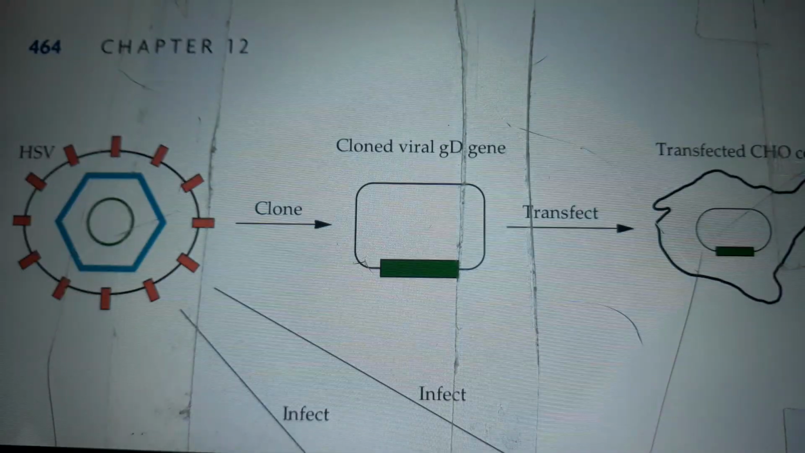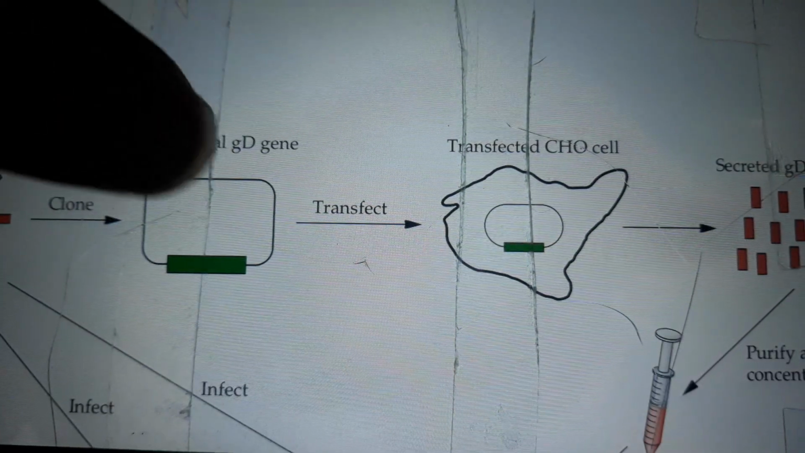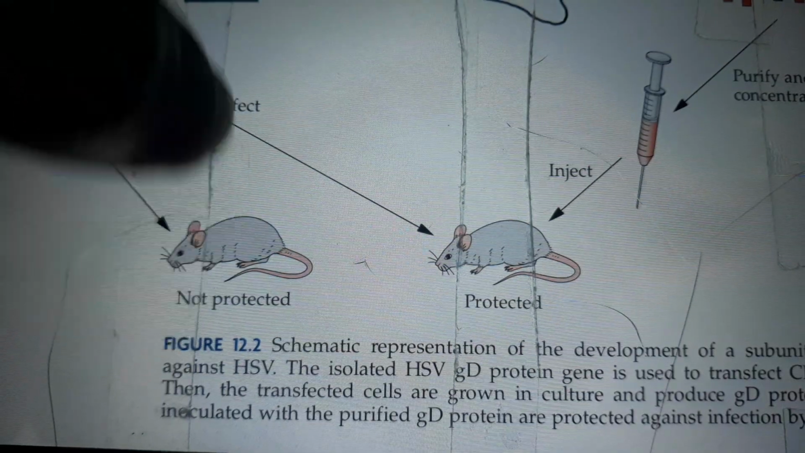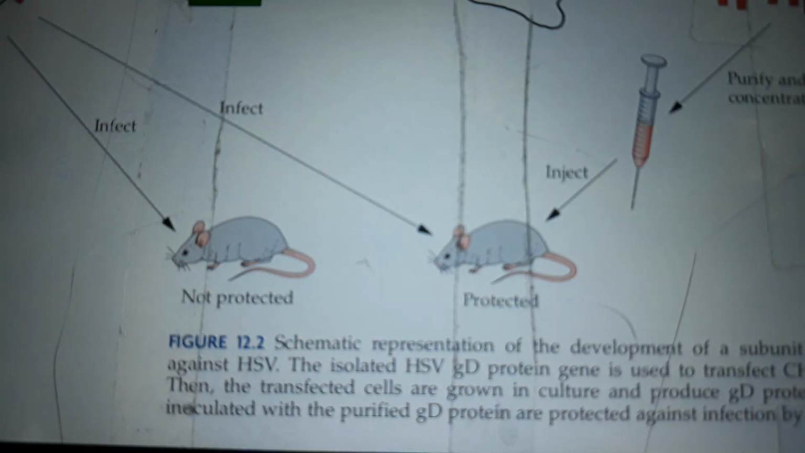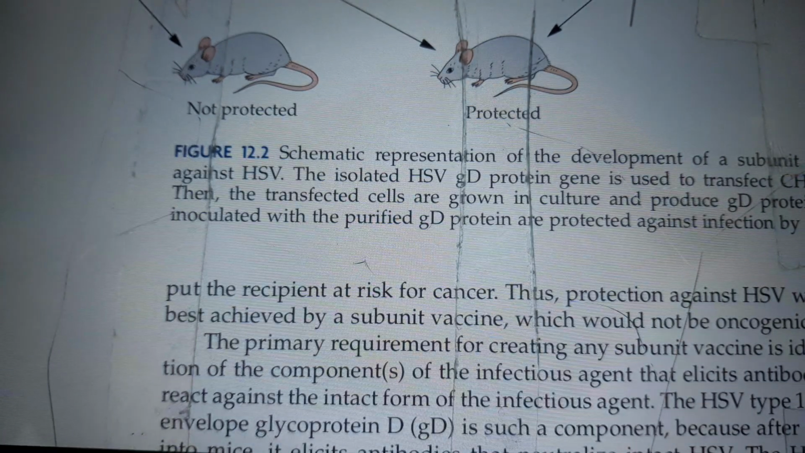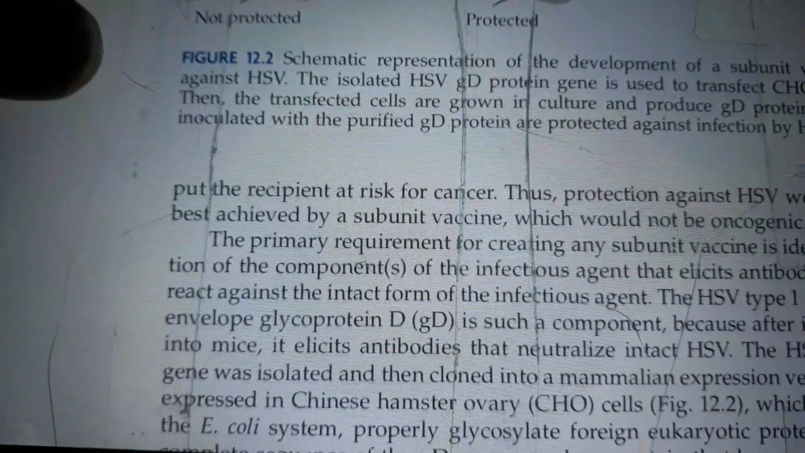Right? Continuing on to the HSV, which gives a cloned viral gD gene, a transfected CHO cell, and a secreted gD protein. Onto a non-protected rat, infected rat, which is protected by injecting the purified concentrate into the rat. The schematic representation of the development of a subunit vaccine against HSV: the isolated HSV gD protein gene is used to transfect CHO cells. Then the transfected cells are grown in culture and produce gD protein. Mice inoculated with purified gD protein are protected against infection by HSV.